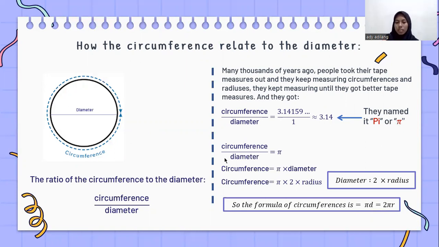Next, circumference divided by diameter is equal to pi. And to find the circumference, we can use the formula pi times diameter and also pi times 2 times radius, because the diameter is just equal to 2 times radius. So the formula of circumference is pi times d, or 2 times pi times r.